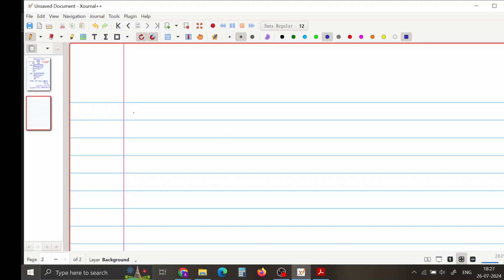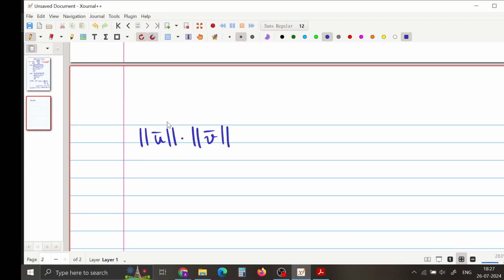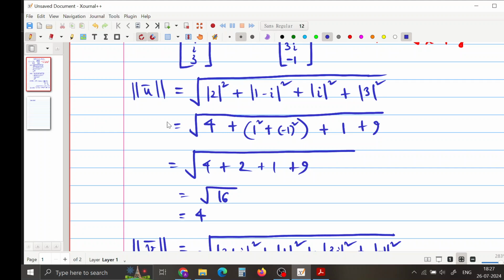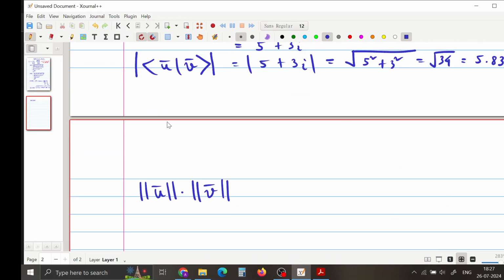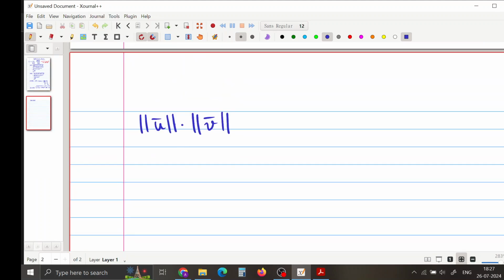And now to verify the Cauchy-Schwarz inequality, on the right hand side of the inequality, you have the norms multiplied together, right? So in this case, what is the product of the two norms? Norm of u times norm of v, correct? And we have already computed them. Both have value 4. So this is 4 times 4, which is 16, correct?